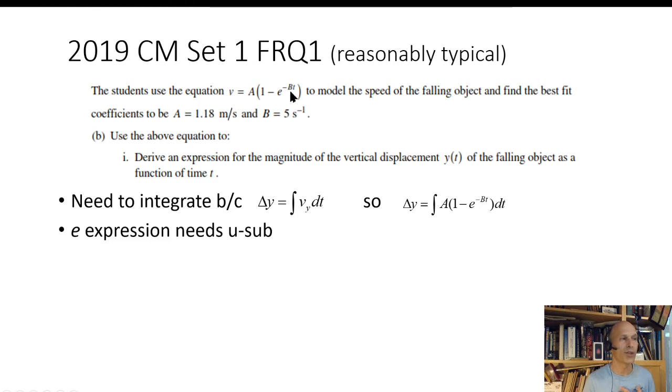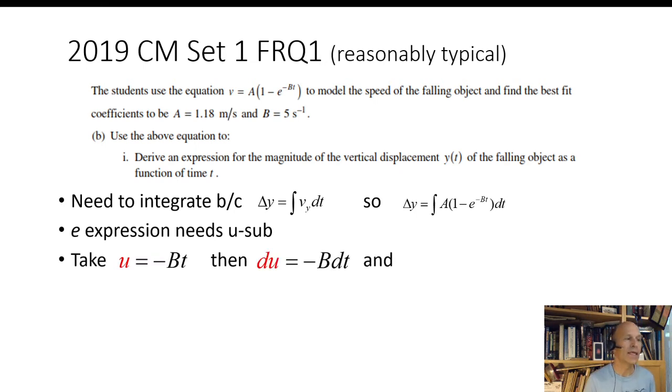This expression is e to the negative bt, so that needs a U-substitution. So we'll have u be negative bt, and then du equals negative b dt. We took the derivative of u, and we got negative b dt. And so dt in our function up here would be negative 1 over b du. This is important because we need this fraction to get a correct answer.